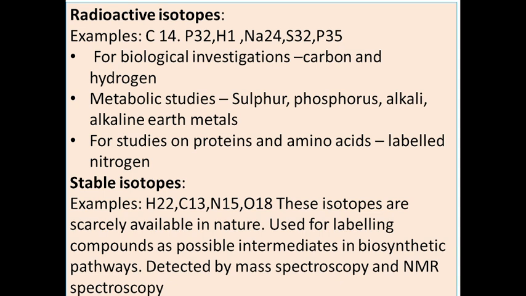Now the second category is stable isotope. Examples are hydrogen 2, carbon 13, nitrogen 15 and oxygen 18. These are scarcely available in nature and are used for labeling compounds as possible intermediates in biosynthetic pathways. So these are used as a labeling compound to trace the intermediates in biosynthetic pathways, and they are detected by mass spectroscopy or NMR, nuclear magnetic resonance spectroscopy. These techniques are used for its detection.